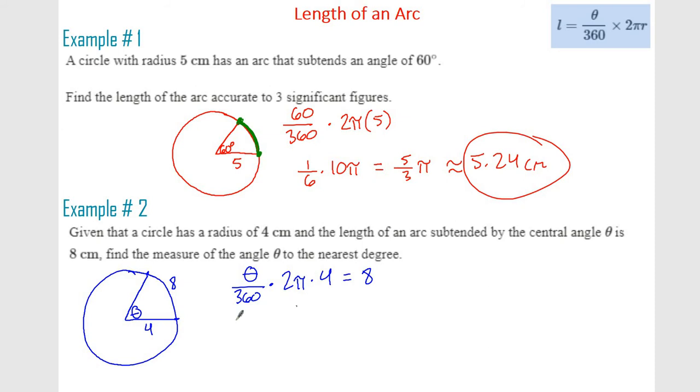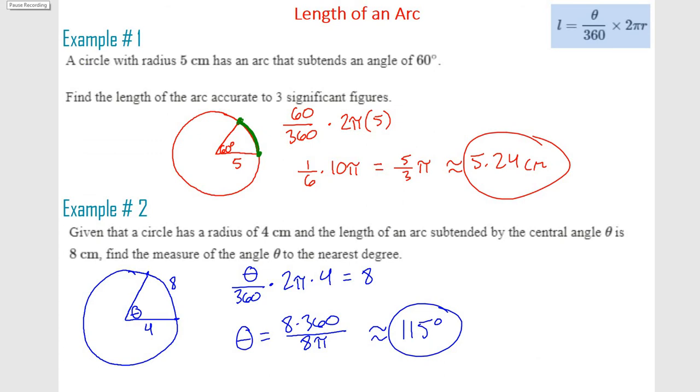Here we solve for our theta. We do 8 times 360 to get rid of that fraction, then divide by 2 pi times 4. So I'm just going to write 8 pi. Then our angle, rounded to the nearest degree, is 115 degrees. So we're just using those formulas.